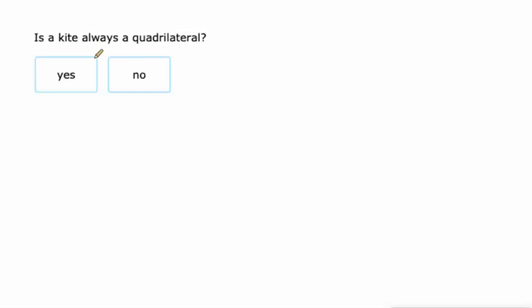A kite is always a quadrilateral, yes or no? Well, this is yes, because a kite will always have four sides. A kite would be where you have two pairs of adjacent sides that are congruent, kind of like this. Okay, so that'd be a kite. It would have to have four sides, so it's always going to be a quadrilateral.